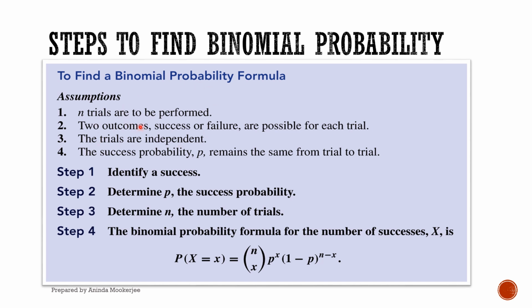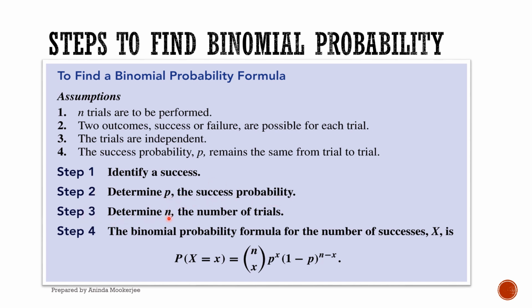And once all these are met, then we go into performing the steps. Step 1 is to identify a success, because we first need to identify a success, otherwise we will not be able to assign the success probability values or the failure probability values accordingly and correctly. Step 2, determine P. We have to know what the success probability is. So P is always associated with the success. So determine P, the success probability.